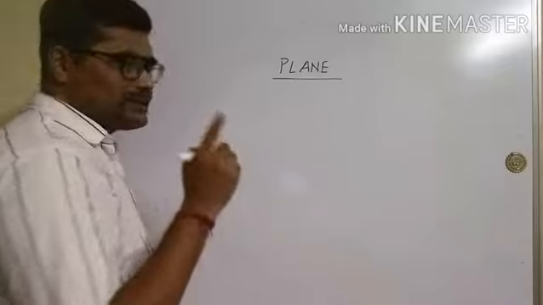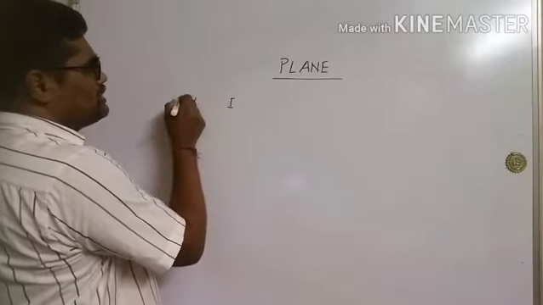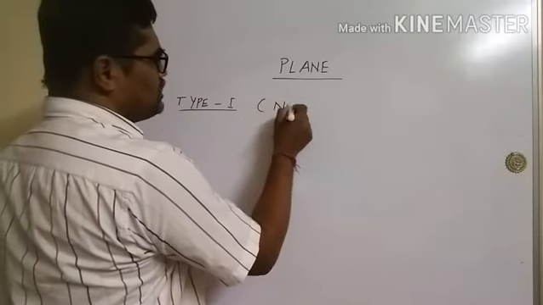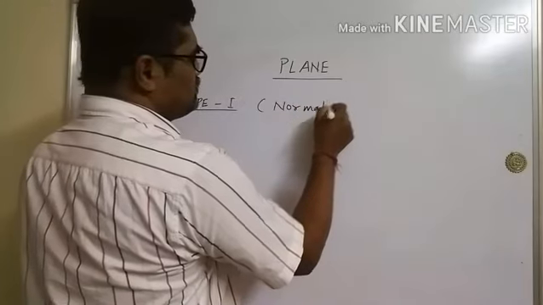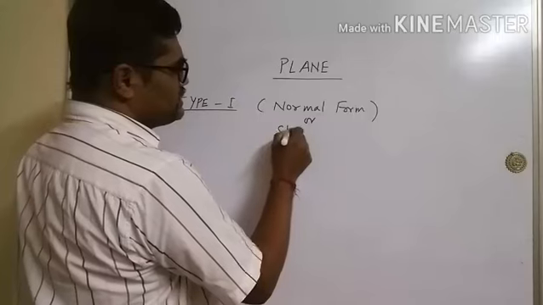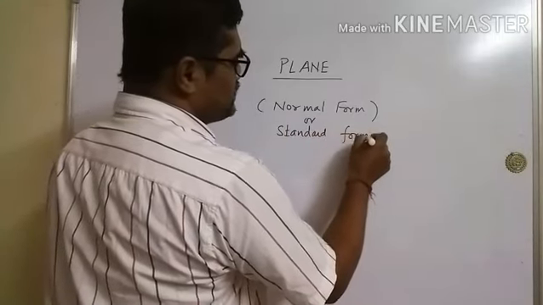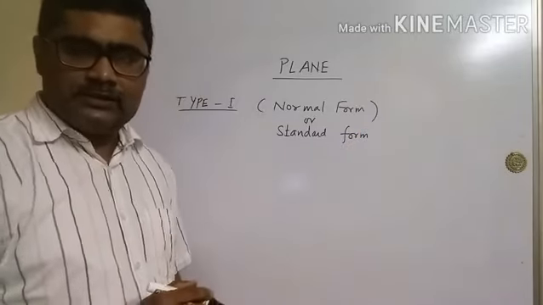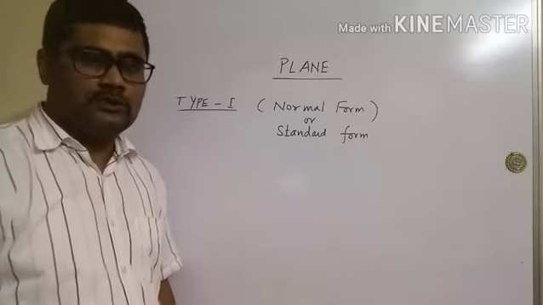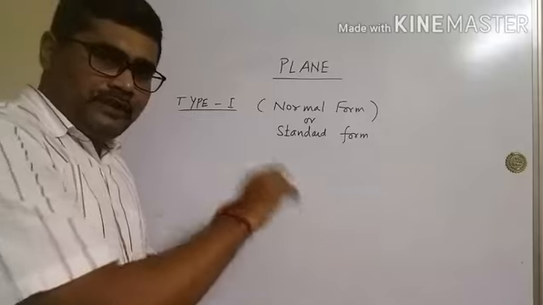So first of all, as I told you, there are only three types. The first one, I mention it as type 1. Type 1 is the normal form, right? We call it normal form, and we even call it standard form because whenever we need to take a reference, then we take this as the standard form of the equation of plane. Now depending on the requirement, we will be finding the equations.